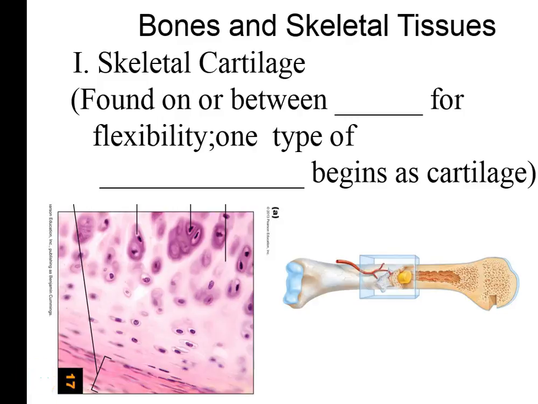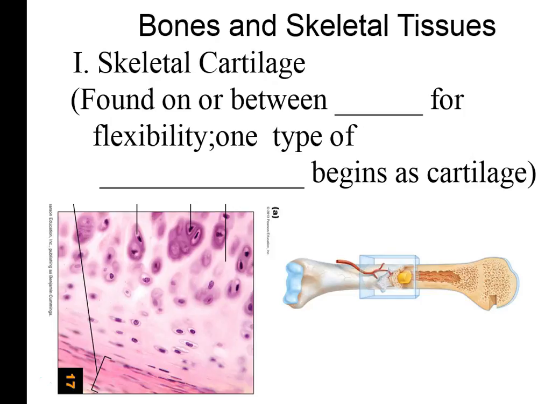Let's begin the notes on the skeletal system. Normally, when we think of the skeletal system, we think of bones, but there are other tissues associated with the skeleton besides bones, and that would be cartilage and ligaments and tendons. Ligaments will attach bone to bones, tendons will attach muscle to bone, and then cartilage is found on the ends of bones to help the articulations or the joints move freer.